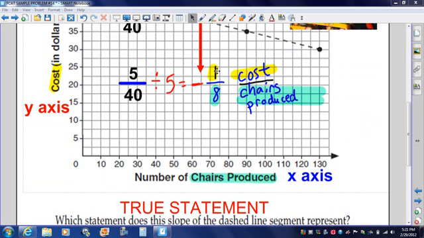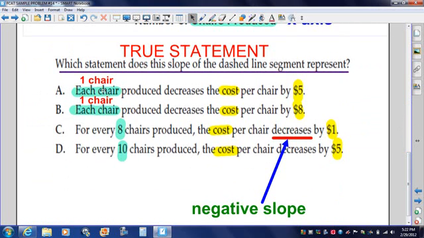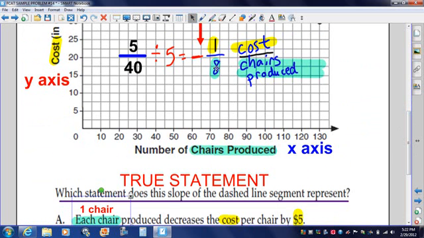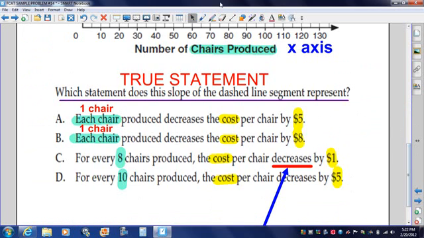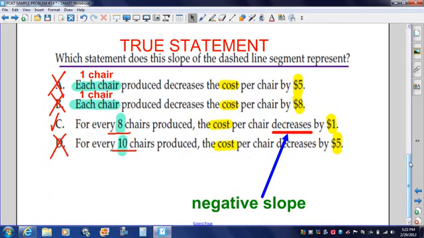Now that you know that the 1 represents the cost and the 8 represents the chairs, it should be fairly easy from here. So check it out. 8 chairs produced. Use a little bit of Process of Elimination. Each chair, that implies 1 chair. Well, 1 chair can't be right because I need 8 chairs. So, on your paper, cross out choice A. Again, each chair, I need 8 chairs. Cross out choice B. Letter C, for every 8 chairs, that's looking pretty good. Choice D, for every 10 chairs. It can't be D.